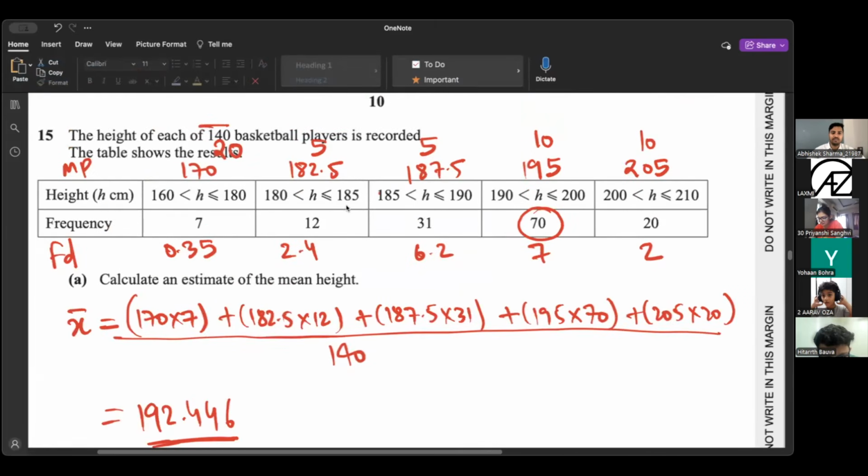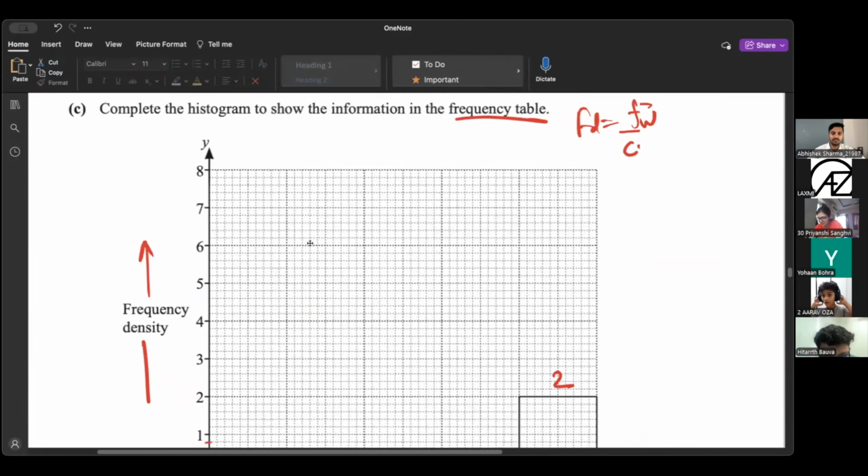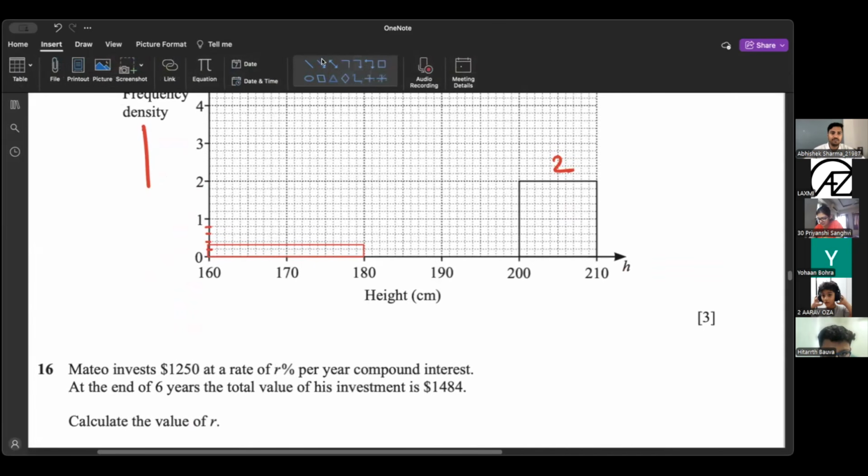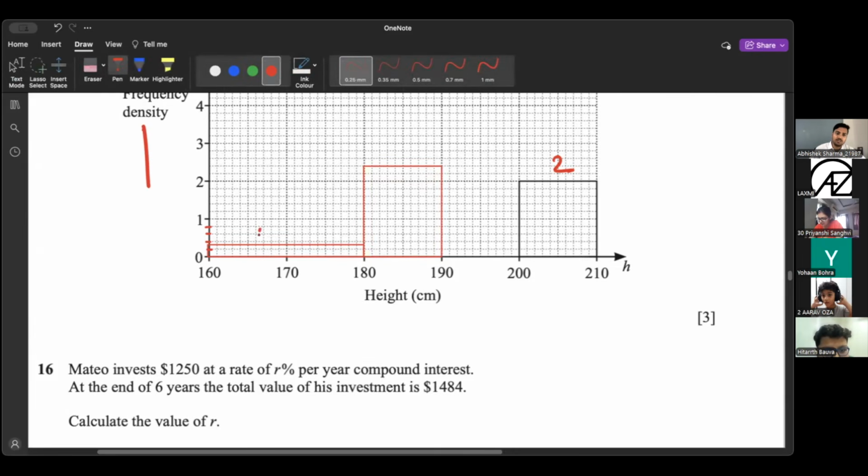Second, 180 to 185, that is 2.4. So 2.4 will be even less than this. This is 3.4. It's 2.4, not 0.2. Yeah, 2.4. Above 2. This is 2.2 and this is 2.4, right? Okay. This is 0.35. This is 2.4.